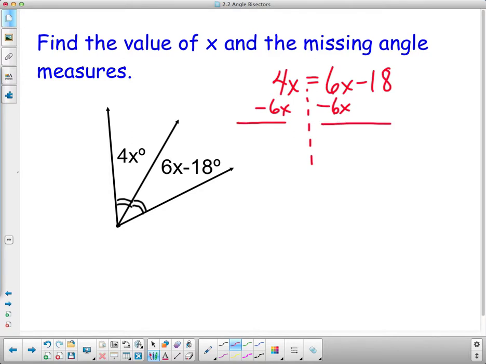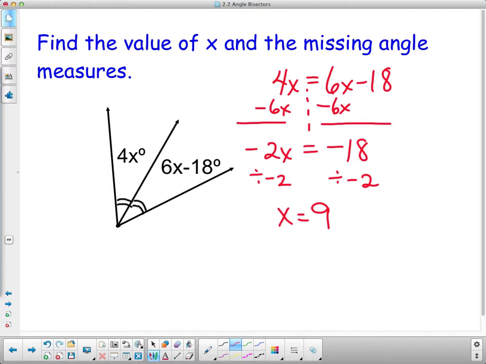Okay, what's 4x minus 6x? Negative 2x equals, what's the sign in front of the 18? The negative 18. Yeah, it's a minus up there, and so now that I got rid of that, it acts like a negative. So negative 2x equals negative 18. Divide by negative 2. So negative divided by negative is what sign? Positive. 18 divided by 2 is 9. So x should be 9.